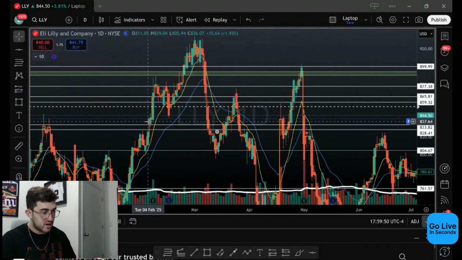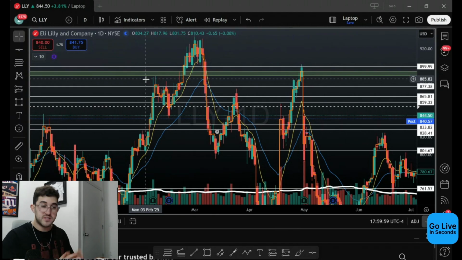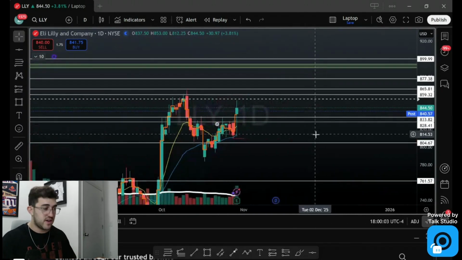And then looking at this one here, not much of a gap, but the lows are at 833s. The highs were at 886s, 887s. So we can see LLY intraday post-earnings has big intraday moves. So we use that to our advantage.